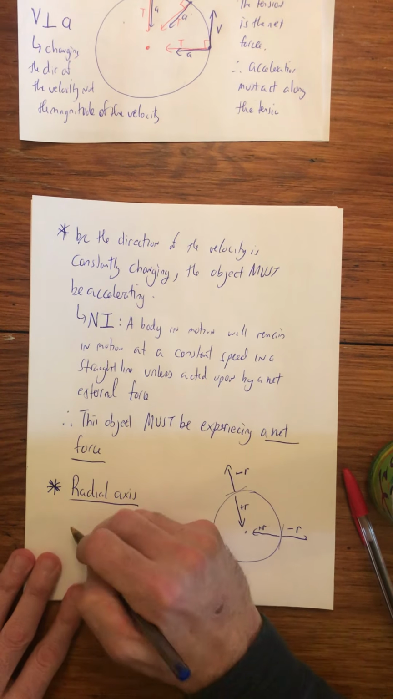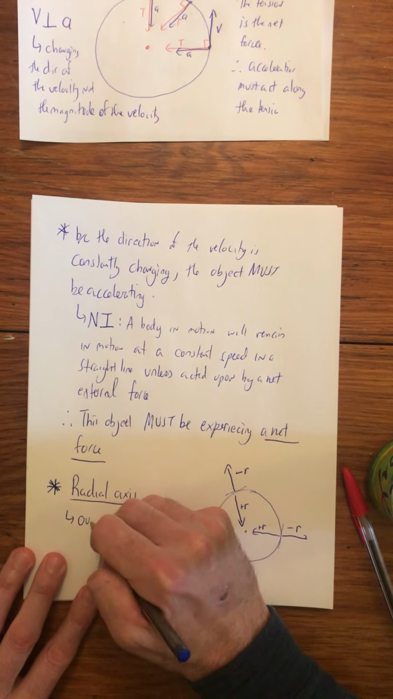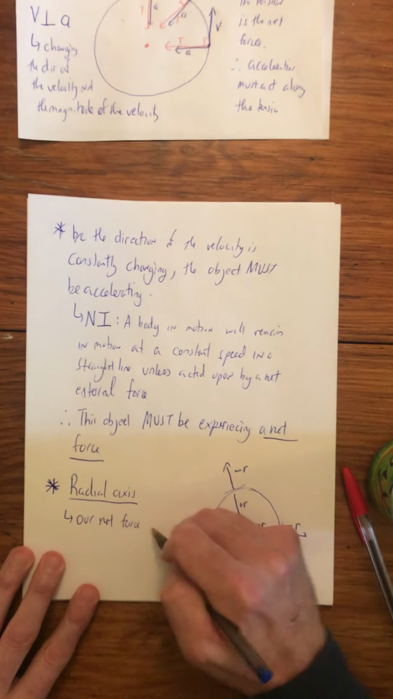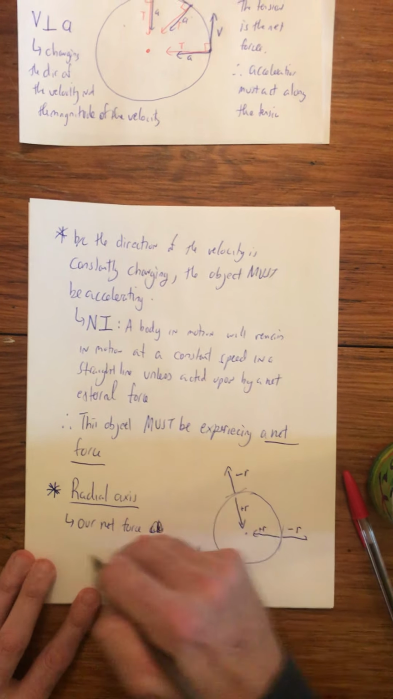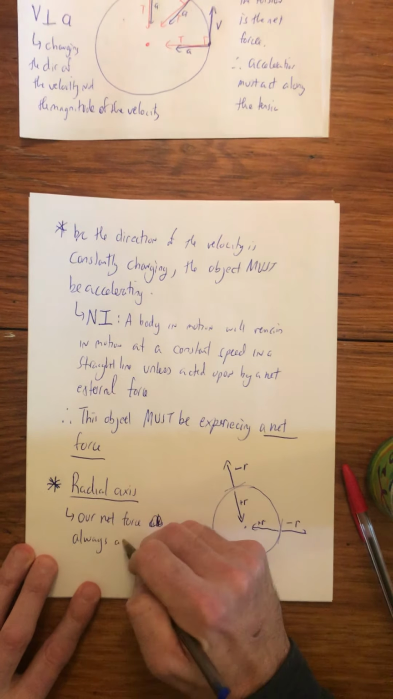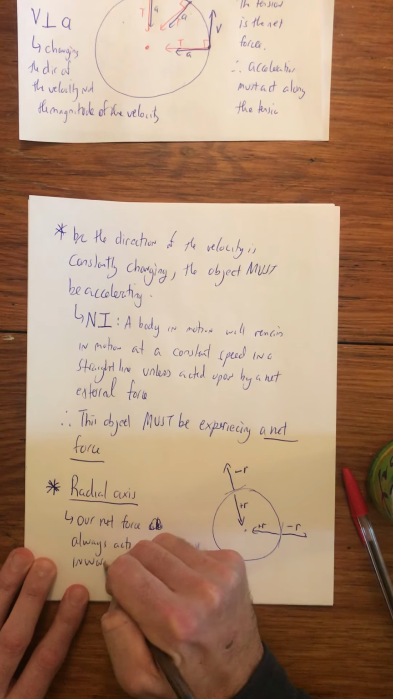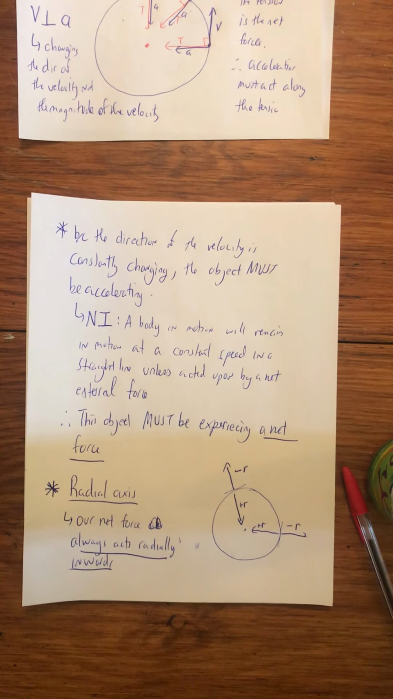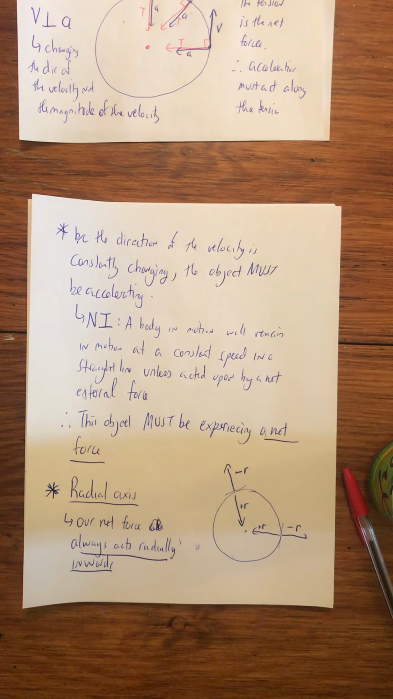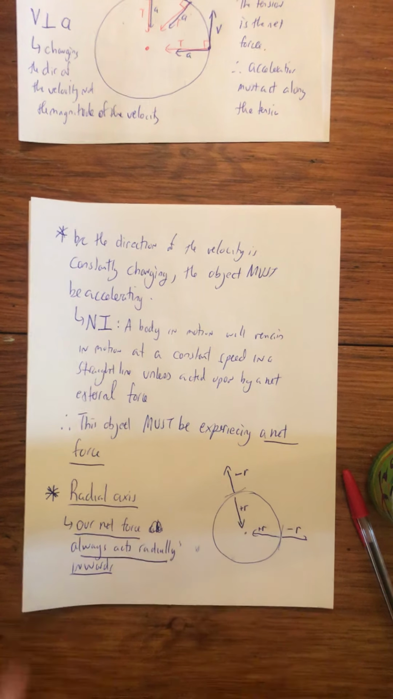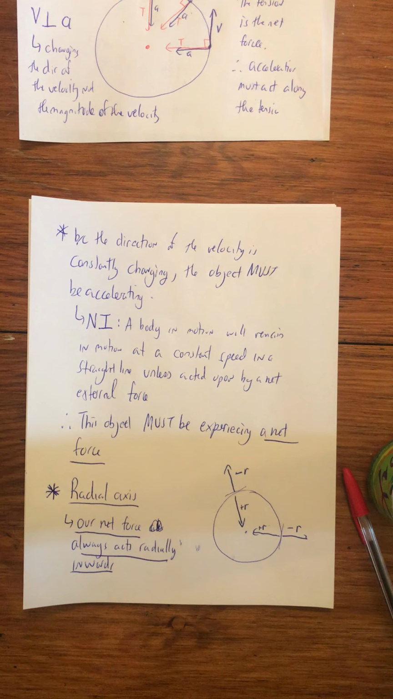And so what you'll notice here is that our net force always acts radially inwards. Okay? And that's going to be true for anything that's in uniform circular motion, that you're going to need a net force to act radially inwards to change the direction of the velocity without changing its magnitude. Okay? And so let's just talk about examples of that.